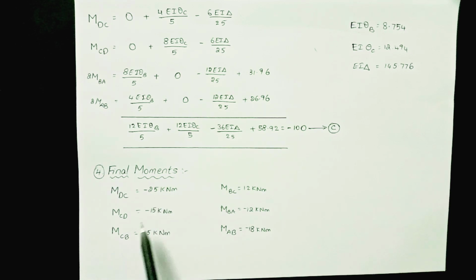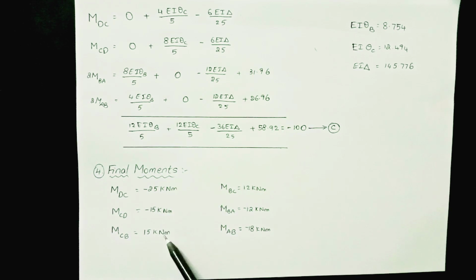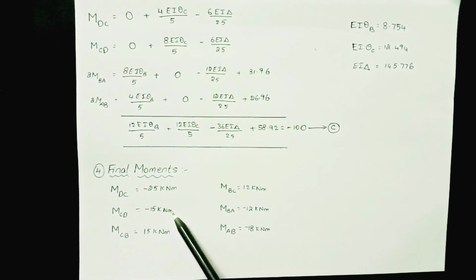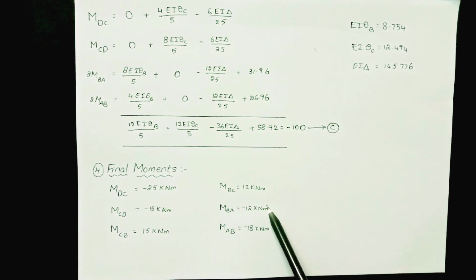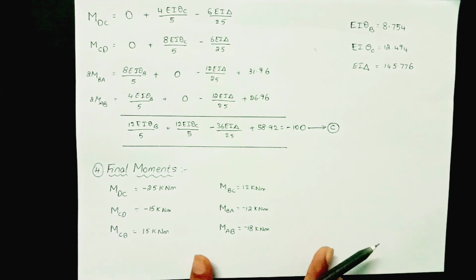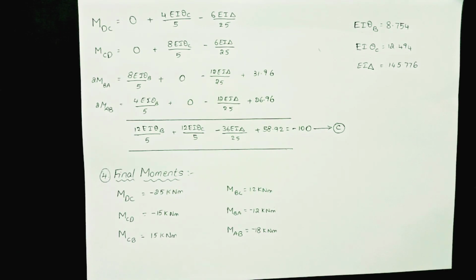So here the check is that at joint C there are two members, and the moments should be equal and opposite. Similarly at joint B there are two members, and the moments should also be equal and opposite. So this is the procedure of analyzing the frame using the slope deflection method, and the next step is the bending moment diagram.